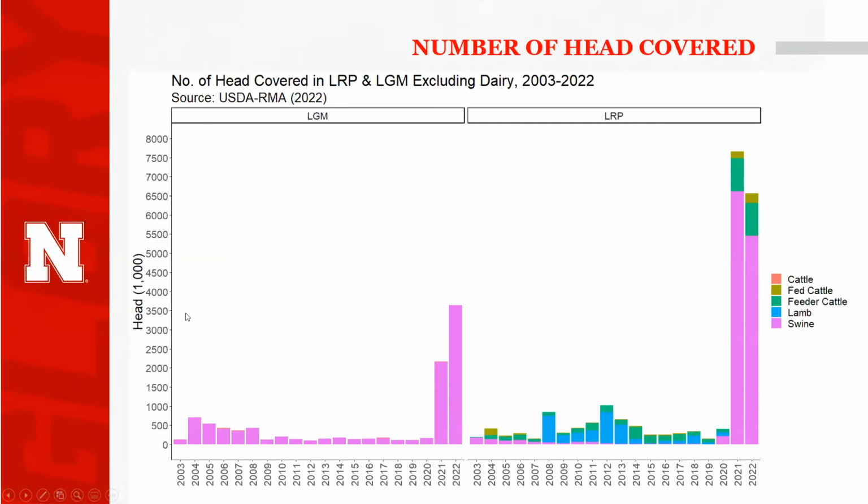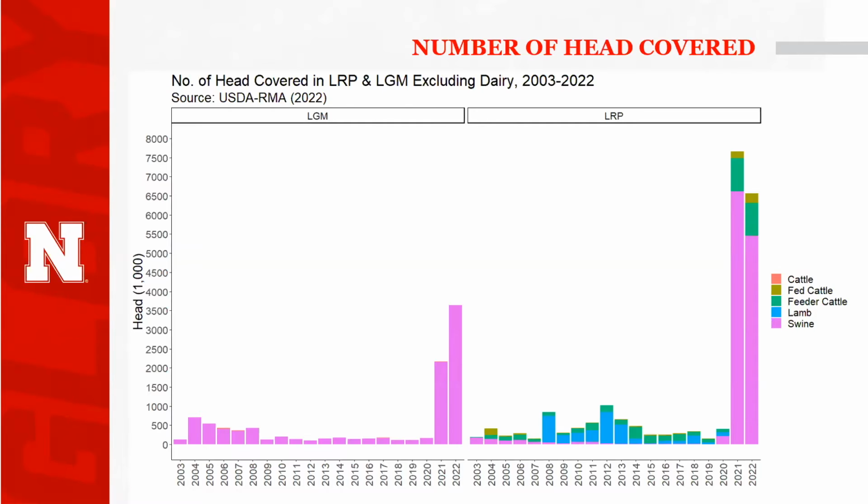So LRP has been offered since 2003. This was first authorized by the USDA to be sold by crop insurance agents. And so you can buy LRP, livestock risk protection, through any certified crop insurance agent who has also taken continuing education courses to sell LRP. So what you'll notice is that prior to 2020, there really wasn't a huge use of LRP.